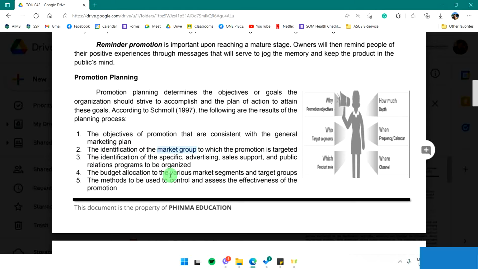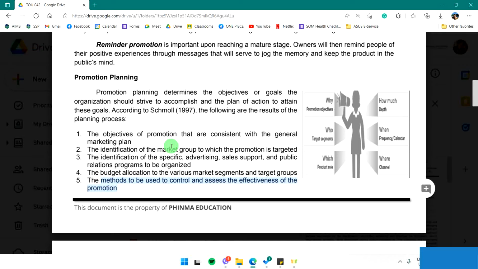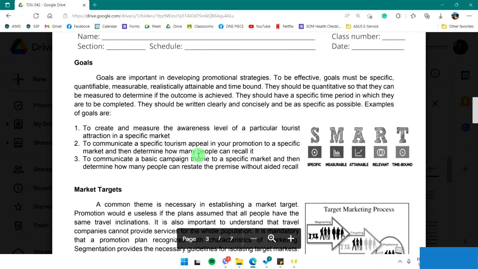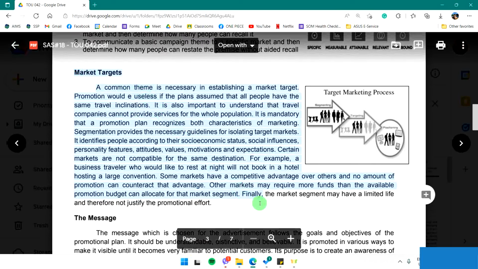What kind of advertisement or promotion should we use in order for us to penetrate the market group that we are trying to attract. Next is budget allocation. Of course, this is very important. We cannot really plan something without knowing our budget first, di ba? Kailangan alam muna natin yung budget natin para alam natin kung hanggang saan tayo pwedeng magkaroon ng promotion. And then lastly, the methods to be used to control and assess the effectiveness of the promotion. This way, ito na po yung mga feedback. Ito yung para malaman natin kung gaano nga ba ka-effective yung naging strategy natin when it comes to promoting a specific tourist destination.